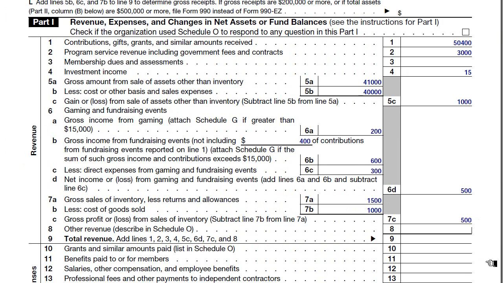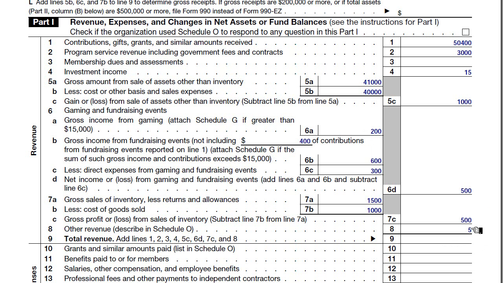Other revenue, line 8, this is basically any revenue you have that doesn't fit anywhere up here. Let's say, for instance, that your state gives you a collection allowance for the sales tax that you collect on these t-shirt sales. They give you a little collector's fee. It's usually not very much. Let's say that it's $5. That's your collection allowance.